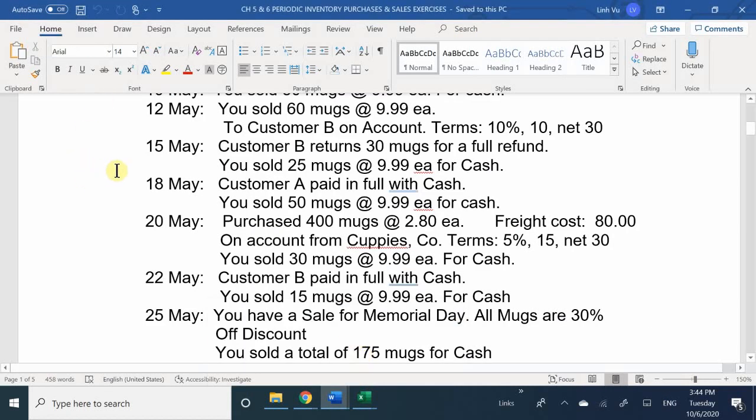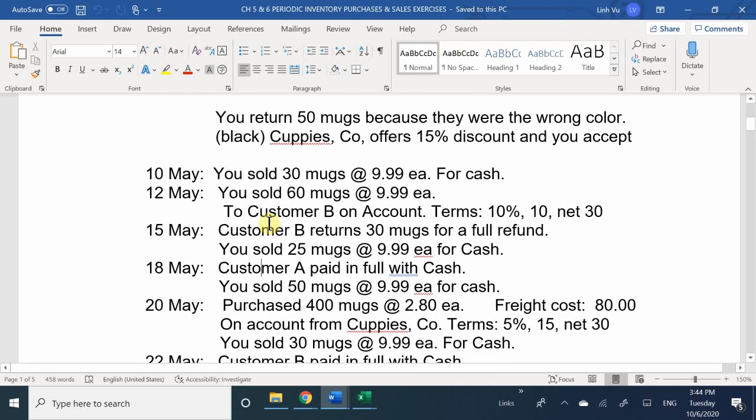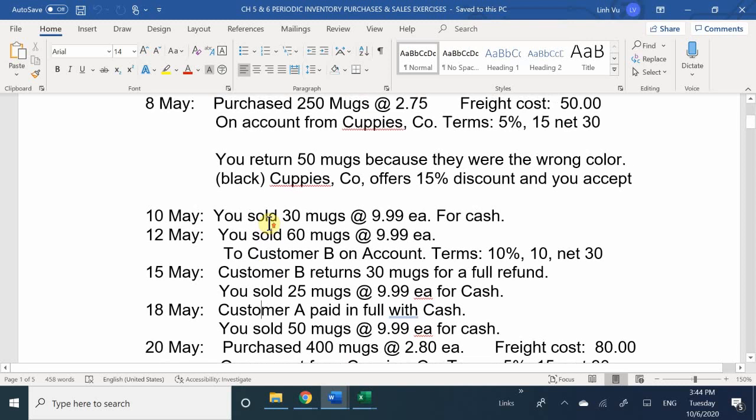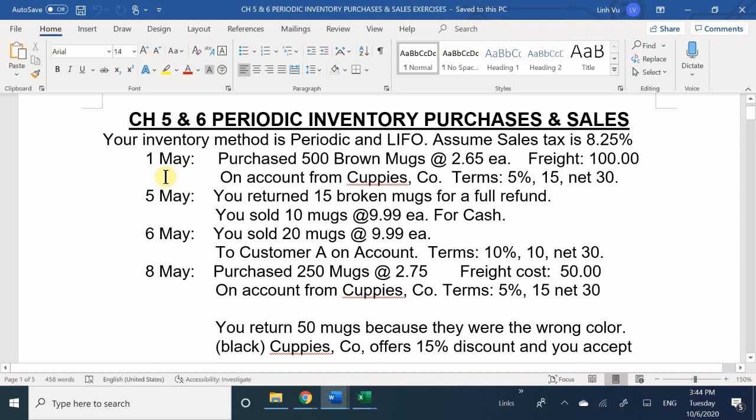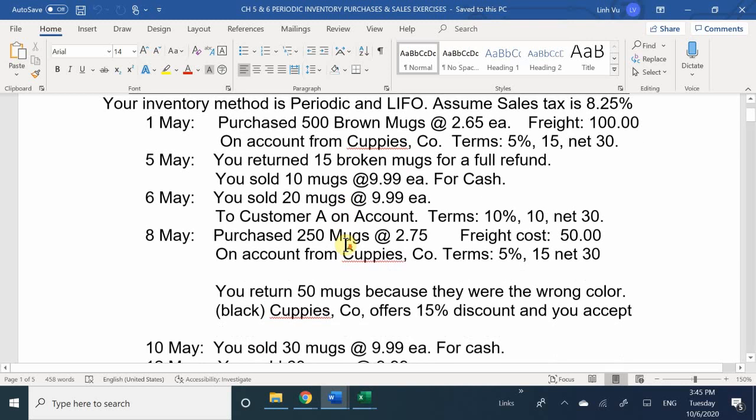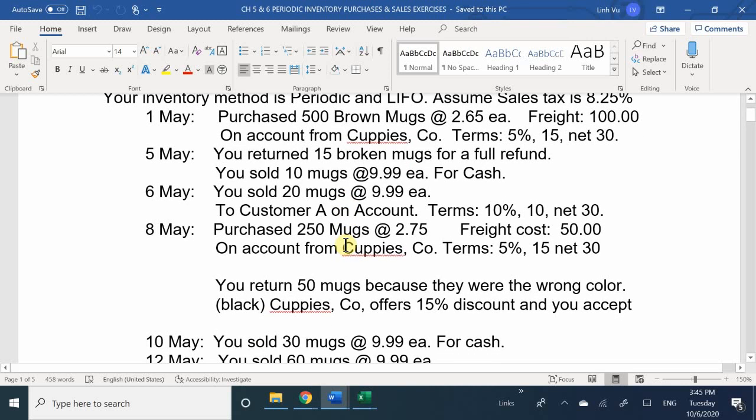So what has happened on May 18? Okay. May 18th, customer A paid in full with cash. All right. Let's go ahead and go real quick right above. When did customer A make a purchase? Customer A, what day was that? We're at May 6th. So he is paying the $216. Wait, he returns.